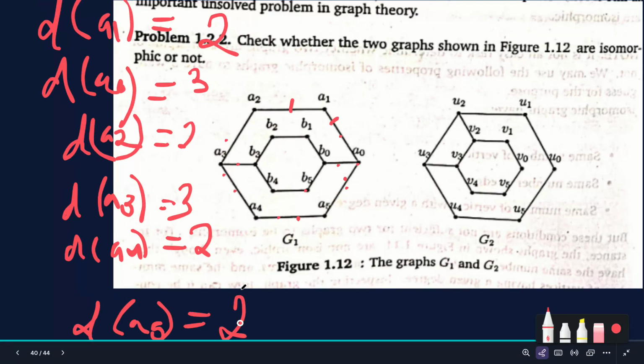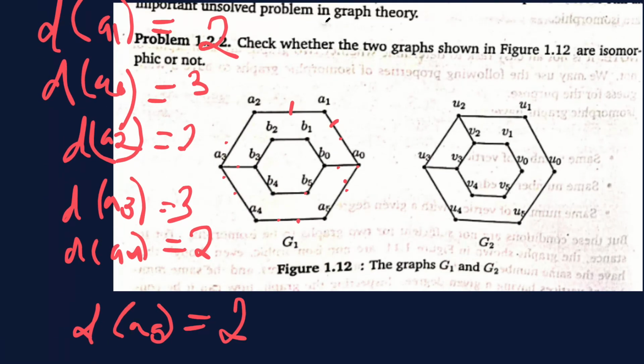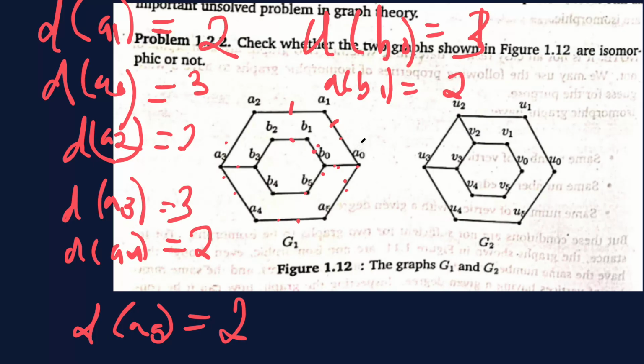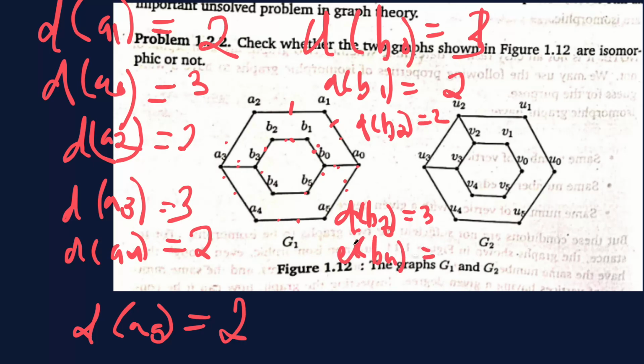Now let's consider the degree of B0. The degree of B0 is 3. Now the degree of B1 is 2. Then the degree of B2 is also 2. Then the degree of B3 is 3. The degree of B4, if you check, is 2.